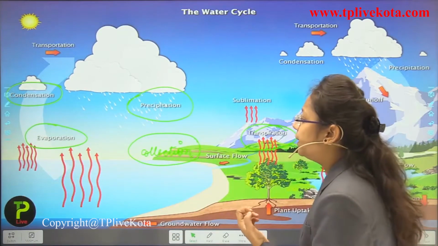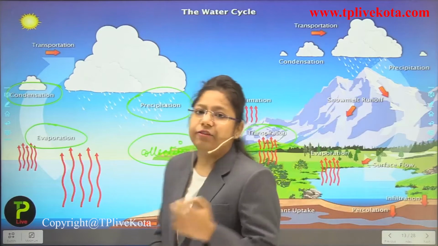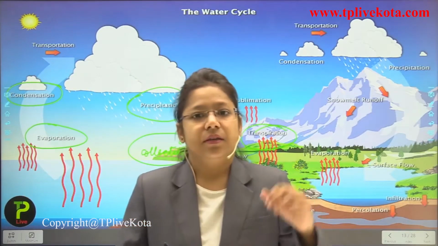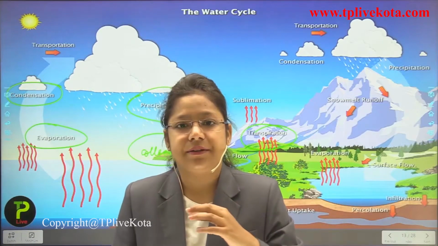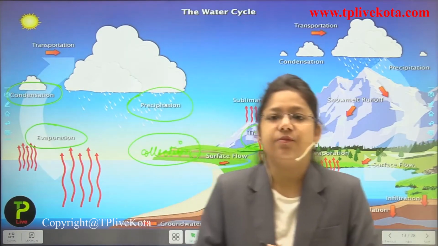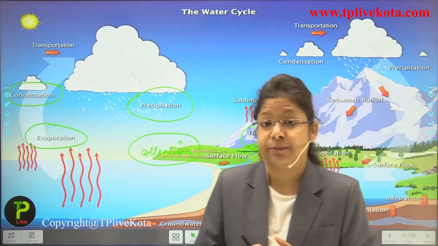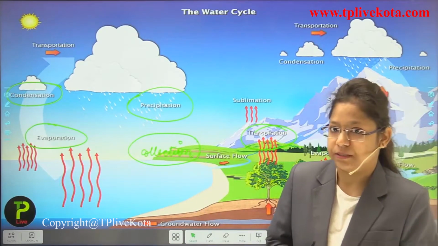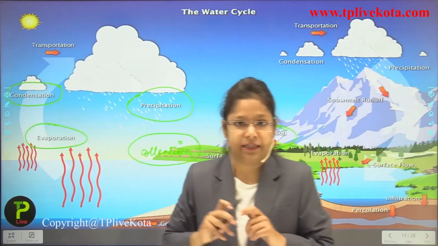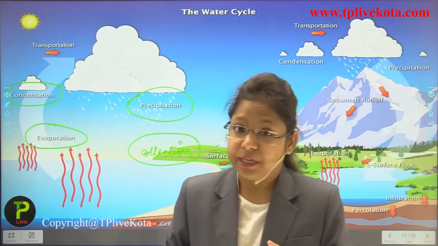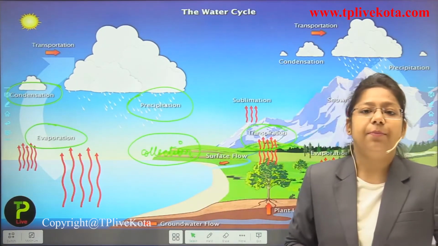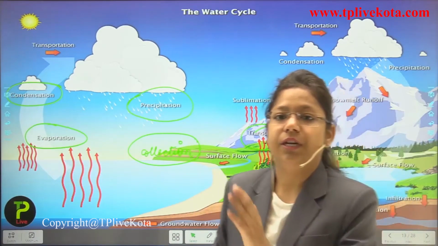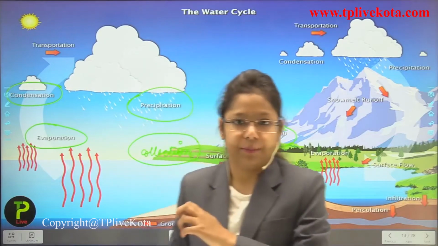What happens, students, when the sunlight falls on the rivers, pond or seas? What will happen? The water will get converted into water vapor. This water vapor is released into the atmosphere. They come in the form of tiny water droplets. That process is known as condensation. Now, I am repeating again. Evaporation or transpiration. Evaporation means the conversion of water into water vapor.